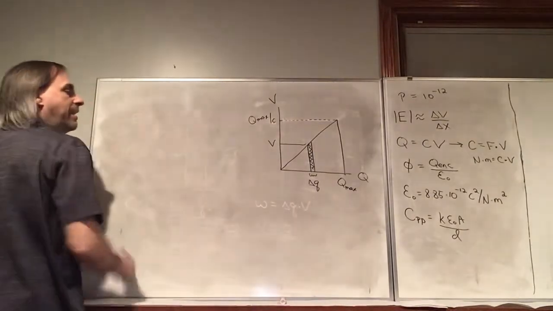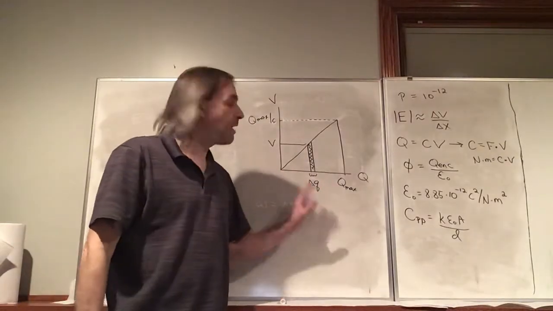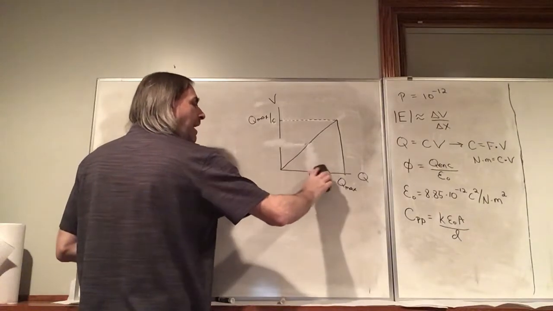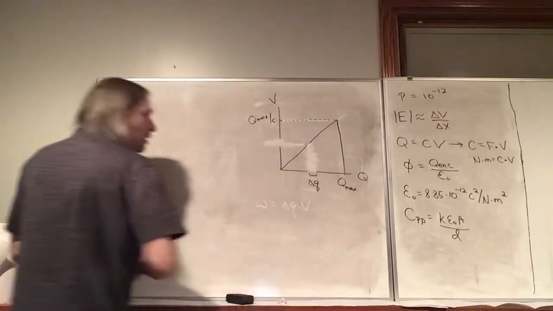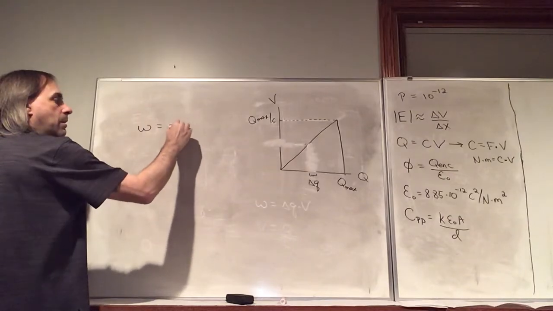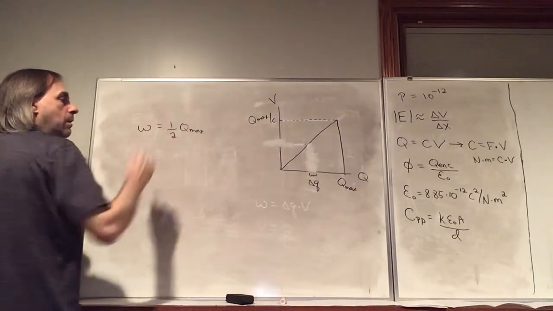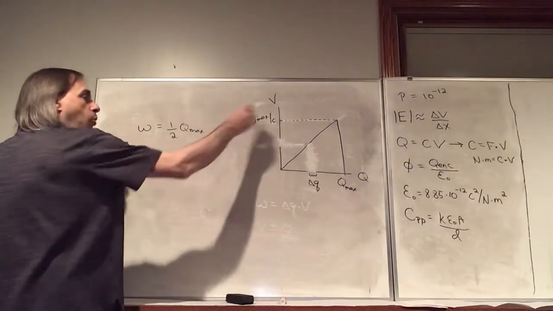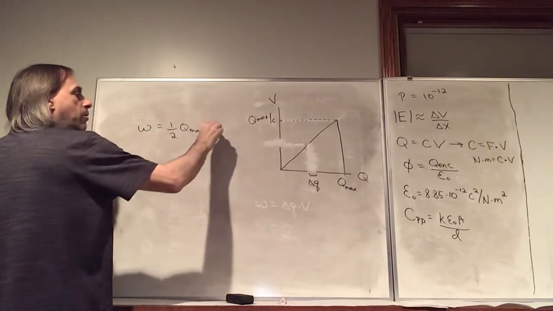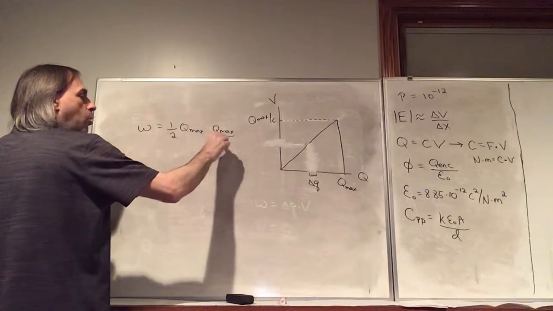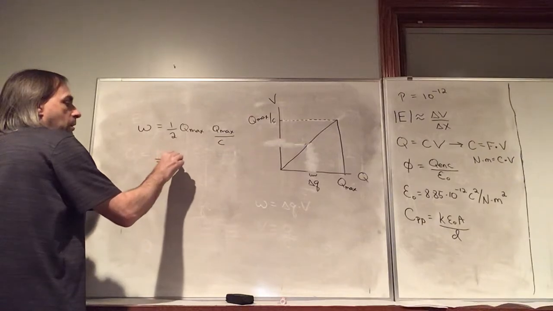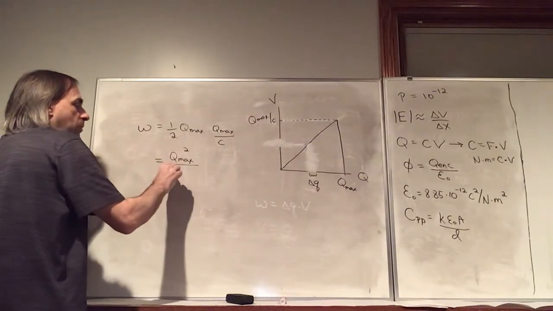So again, we're representing the work that we had to put in moving these charges around by the area. In this case, we want the area of this entire triangle. So the total work required, the triangle is just 1/2 times the base, which is Q max, times the height, which is the voltage. We could write it as the voltage, but let's just stick with what we have here, Q max over C. So basically the work that was required was Q max squared over 2C.